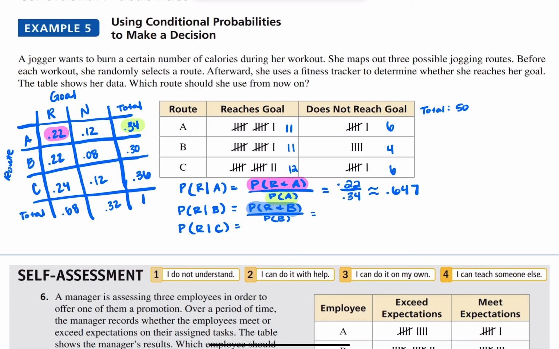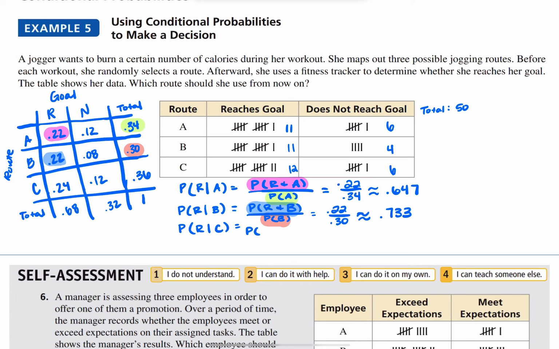So reaches and B, it's 0.22. Over the total amount of B's, that's 0.30. Let me highlight there too. Okay, and that is about the decimal. So 0.22 divided by 0.30 is about 0.733.